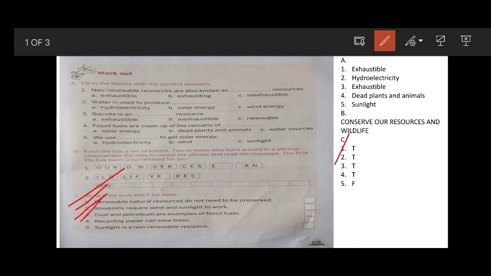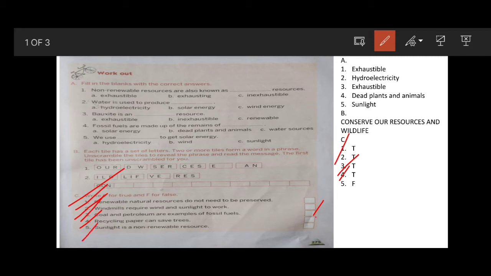Question number 3. Coal and petroleum are examples of fossil fuels. The answer is true. Write T in the given box. Coal and petroleum are fossil fuels which we get under the surface of the earth or under the seabed. Question number 4. Recycling paper can save trees. The answer is true. Write T in the given box. We should recycle paper and use it. Why? Otherwise, we have to cut more and more trees.